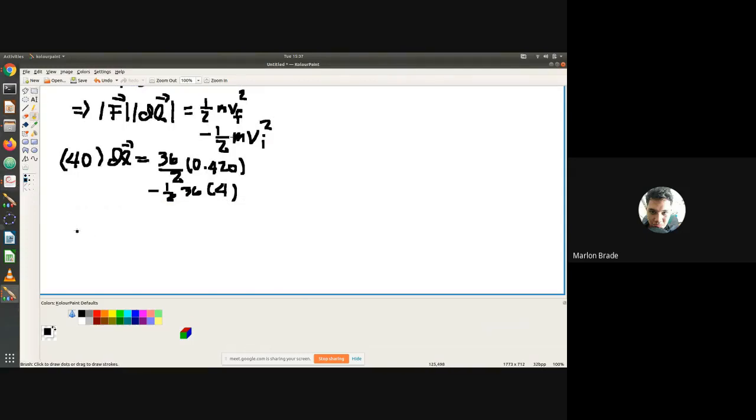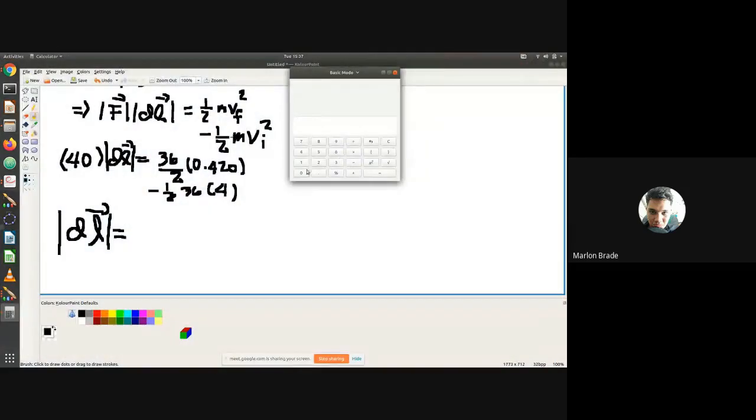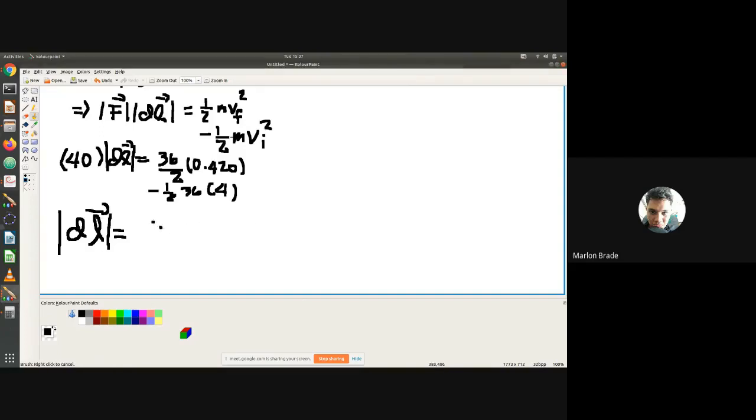dL na ako karon. This must be equal to, this is magnitude of dL ha, yung precise nga magnitude. Kung mo na kag dL vector na siya, magnitude wala siya, scalar quantity lang yun. So na pila ni? So atong bintahon sa calculator. So this is 0.420, okay, times 36 divided by 2. This is 7.56.